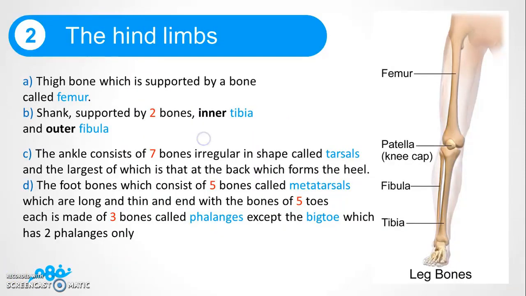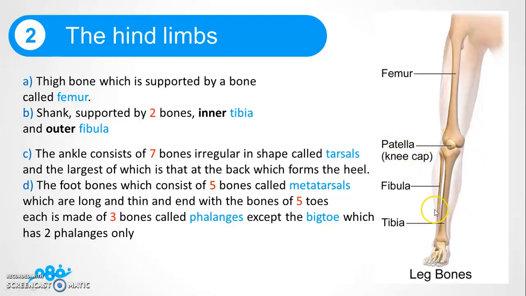Next, the hind limb. The thigh is supported by a bone called the femur, the main bone in the hind limb. In the chicken we have 2 bones like the forelimb, called the tibia and fibula. Focus: the inner one is called the tibia and the outer one is called the fibula. But here we also have the kneecap, the patella. That's so important.